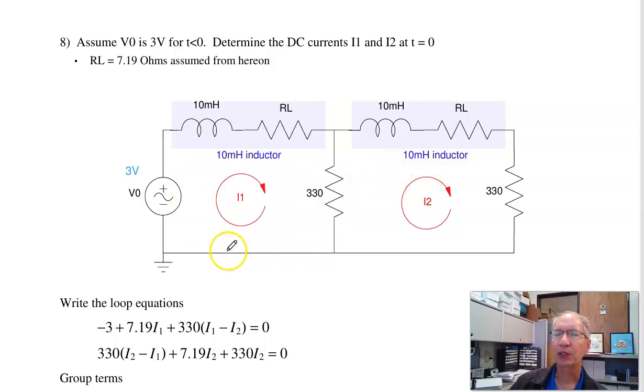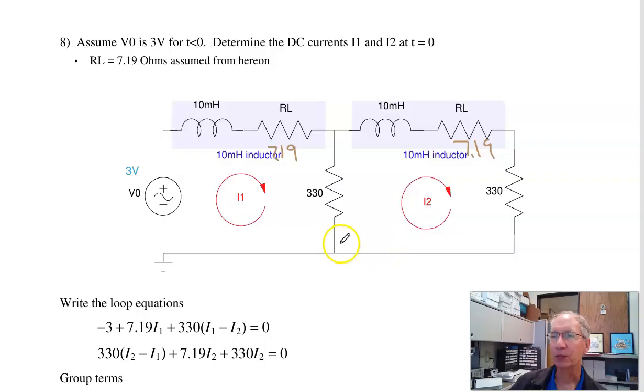So here I'm going to use current loops. As I go around the first loop, I get minus V0, which is 3 volts, so minus 3, plus, well, when I did the solutions, I used a different inductor that measures 7.19 ohms. I don't want to redo the solutions, so I'm going with 7.19 ohms. Minus 3 plus 7.19 I1 plus 330 (I1 minus I2) equals 0.